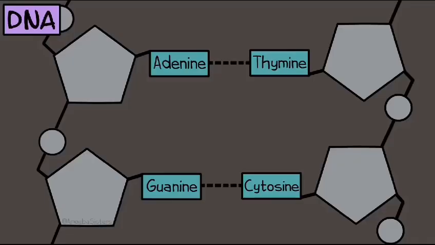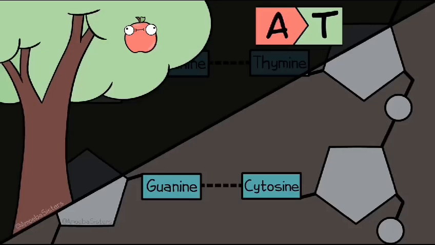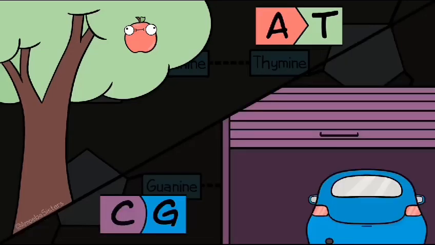The bases in DNA are adenine, thymine, guanine, and cytosine. It helps to remember the popular mnemonic apples in the tree. That helps you remember that A goes with T, and car in the garage, so C goes with G, to understand how DNA bases pair.